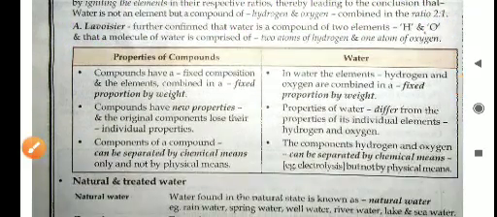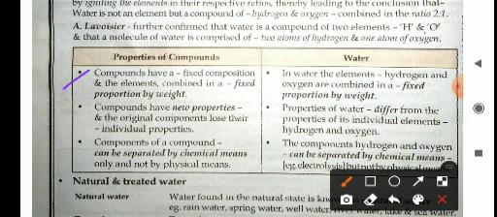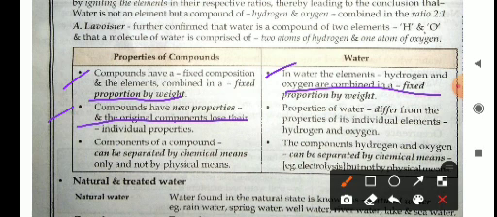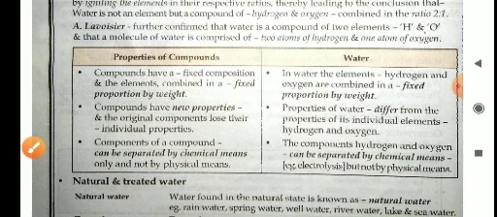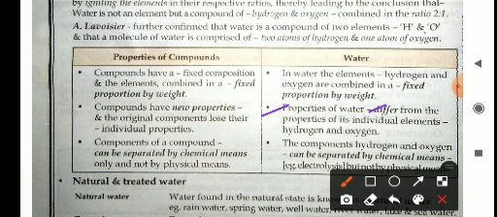Now come to the properties of compounds and water. Compounds have a fixed composition, and the elements are combined in a fixed proportion by weight. In water, the elements hydrogen and oxygen are combined in a fixed ratio. Compounds have new properties, and the original elements lose their individual properties. So the properties of water also differ from the properties of its individual elements, that is hydrogen and oxygen.